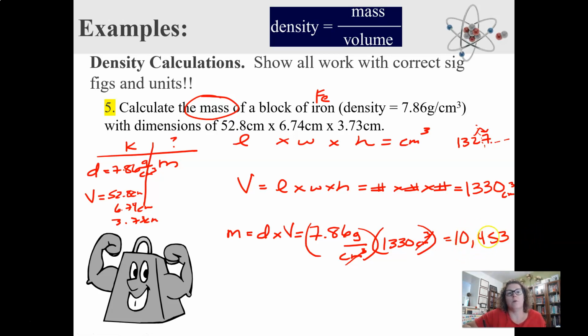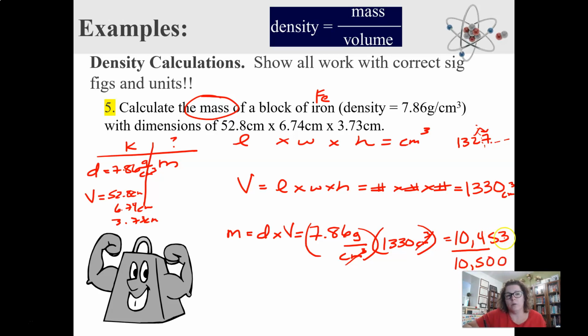So 10,450, if I only need 3 sig figs, so it's right there, 1, 2, 3. The 0 counts because it's a captive 0. It's between the 1 and the 4, so it is significant. The number after the 4 is a 5, okay? So you can round that 4 up to 5. So 10,500 and then 0, 0.